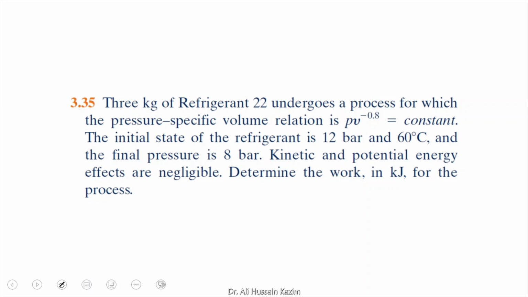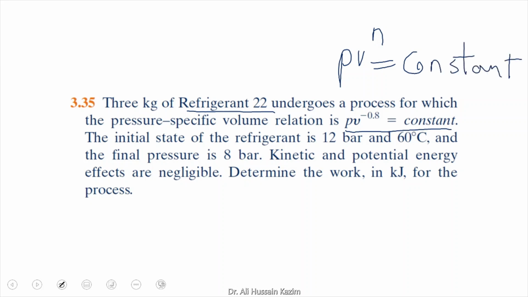Now moving to the next question. So in this question we have 3 kg of refrigerant R22 which undergoes a process for which pressure and specific volume are related by this equation. So this is a polytropic process because it satisfies this equation. Now the initial state of refrigerant R22 is 12 bar and 60 degrees Celsius.